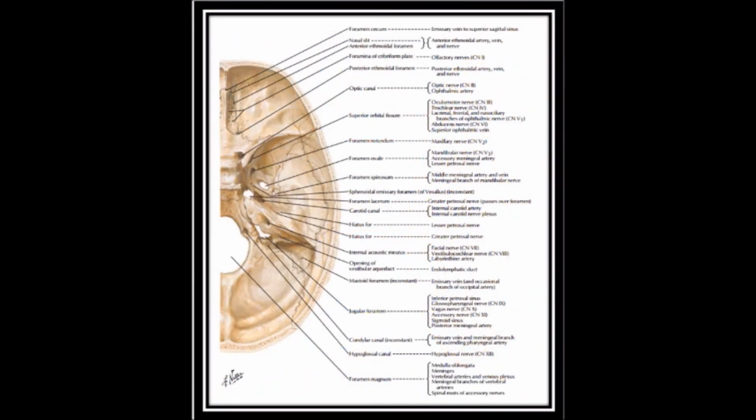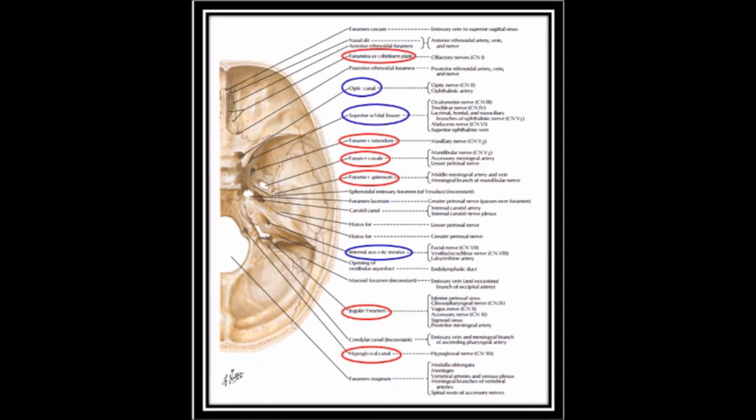Lastly, we will look at the foramina from a superior aspect. From this aspect, we can see the foramina more clearly, together with their respective contents. Working from top to bottom, we have the following. Cranial nerve 1, the olfactory nerve, being transmitted via the foramina of the cribriform plate. Cranial nerve 2, the optic nerve, being transmitted via the optic canal.